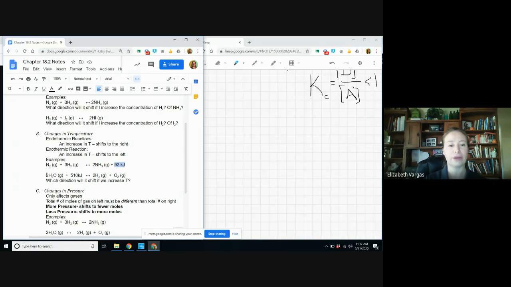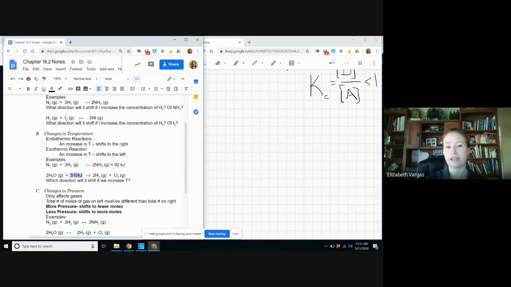Okay, in this equation down here, example 2, the 510 kilojoules is on the left side, so that makes it a reactant. That means it has to go into the system for it to react. It's endothermic. So this is exothermic, heat's on the right. This one's endothermic, heat is on the left.